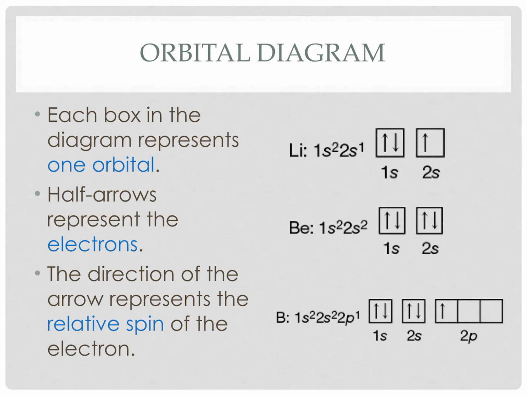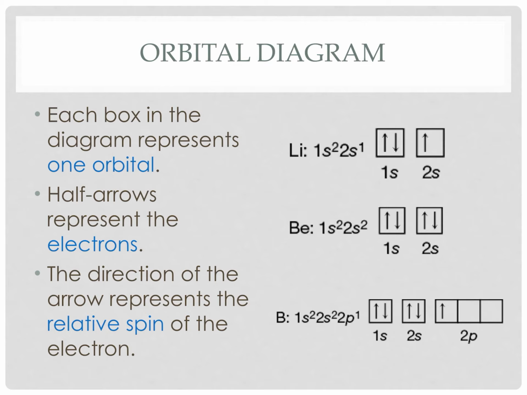So we have lithium there. Lithium has 3 electrons, so we put 2 in 1s and 1 in the 2s. To represent that in an orbital diagram, there's the box for 1s, so we show an electron going up, 1 going down, and then the 2s, we show the electron going up.